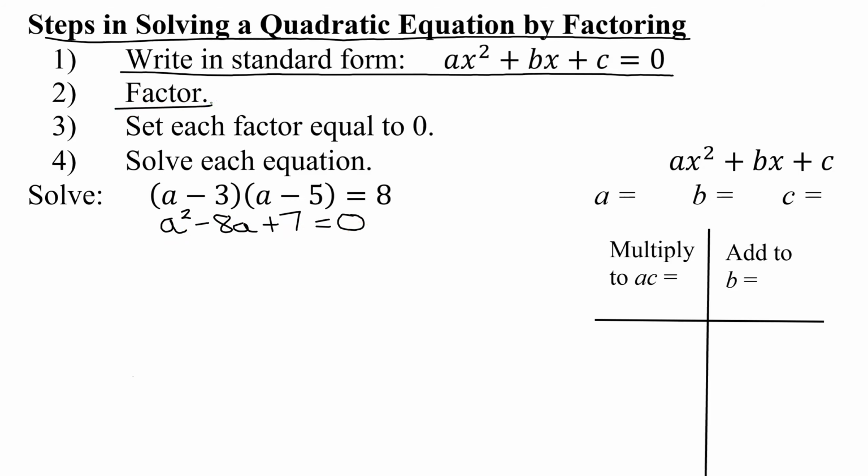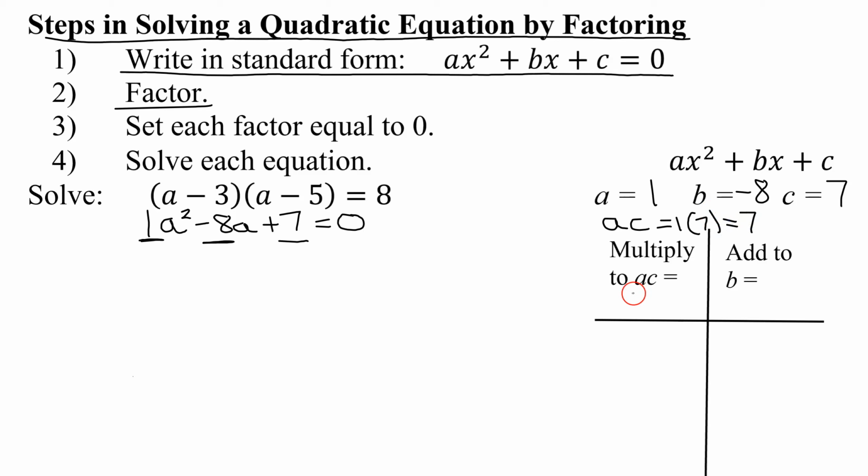The next thing I need to do is factor. So when we factor, we compare it to ax squared plus bx plus c. And a is the coefficient of the x squared term. Well, what number are we writing in front of that a squared? It's a 1. So a is 1. B is the coefficient of the x term, or in this case, the a term. B is negative 8, and c is the constant. It is 7. So we multiply a times c. It's 1 times 7. Is 7.